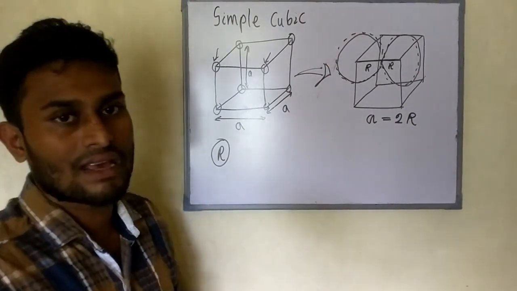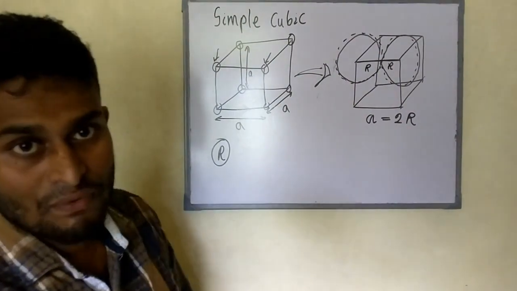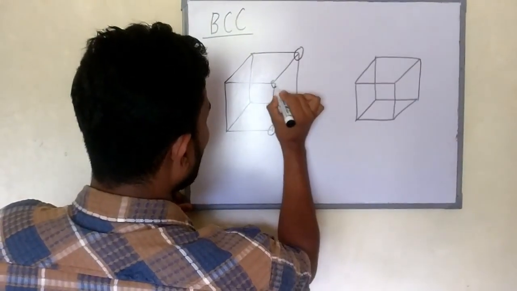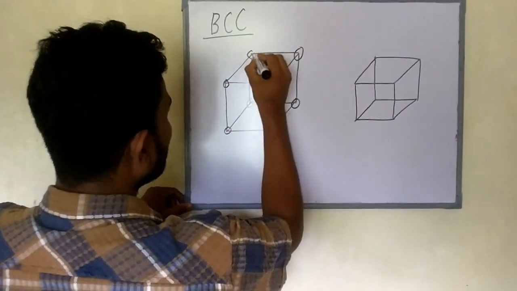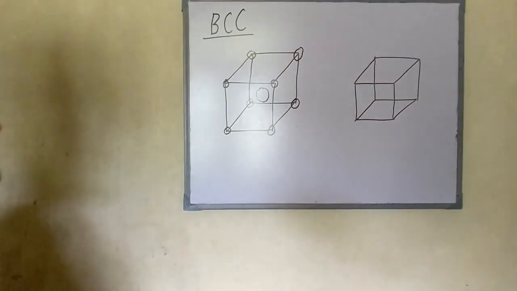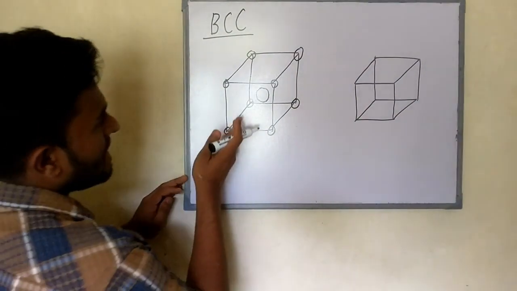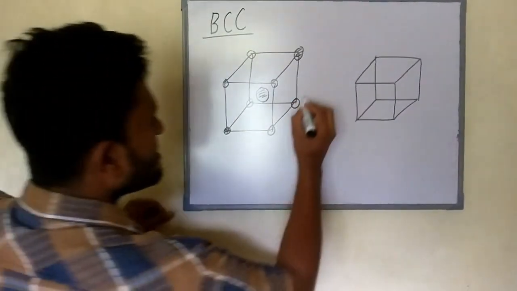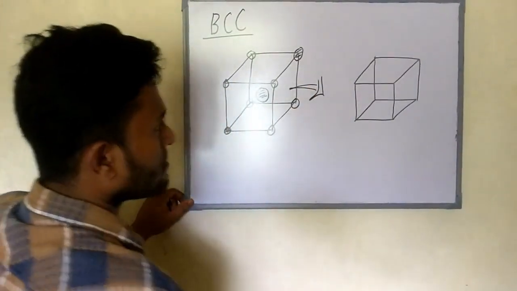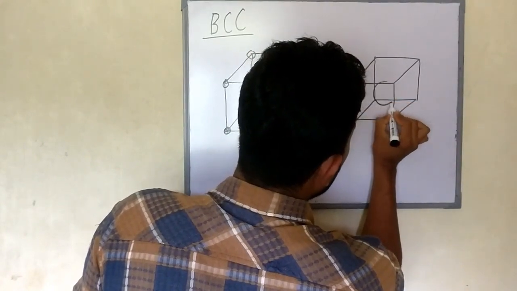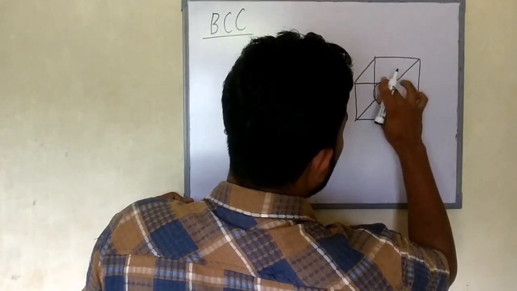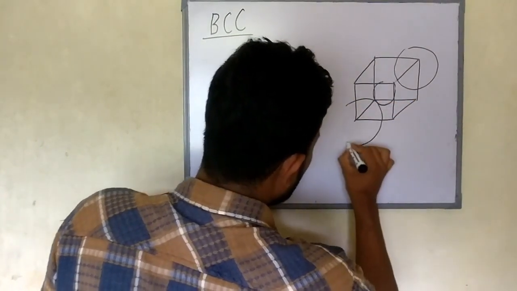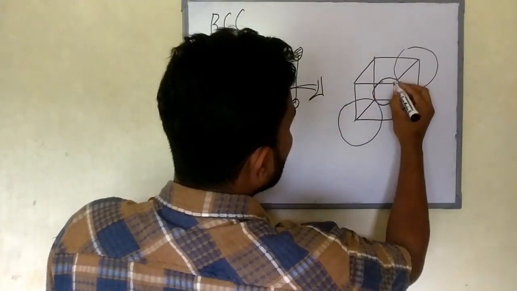Likewise, let's see how to determine the edge length for a body-centered cubic structure. In the body-centered structure, we know 8 atoms are in the corners, and also there is one atom in the middle. So if you think about the atoms on this diagonal, this atom and also this atom, we can just draw this in the cube. This is your middle atom, and these are your other atoms.